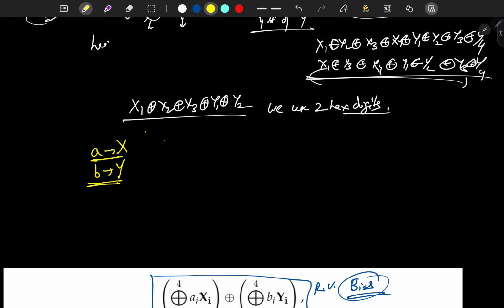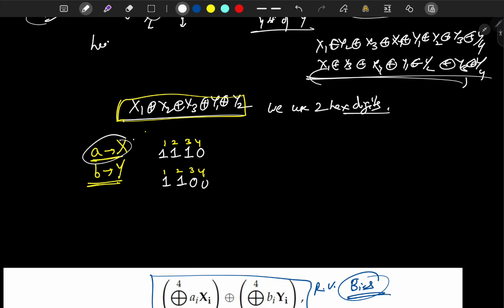Okay, so A is 1 2 3 4, B is 1 2 3 4. If in the random variable you see capital X of position 1, then mark it as 1. Since x2 is there, x belongs to A, mark it as 1. If you see it, mark it as 1. Since x4 is not there, 0. Here capital Y1 is 1, capital Y2 1 0 0.